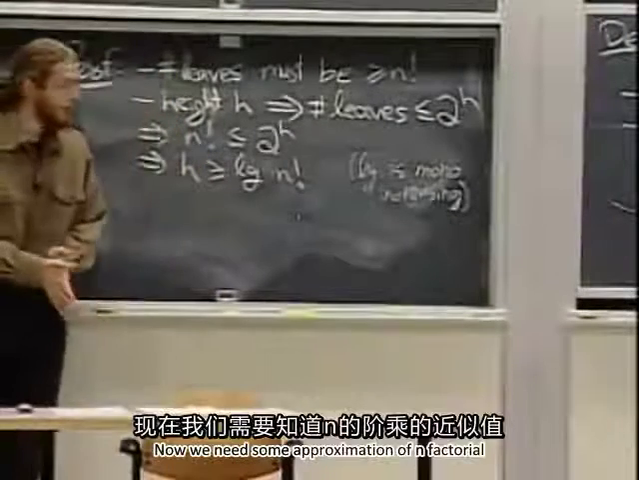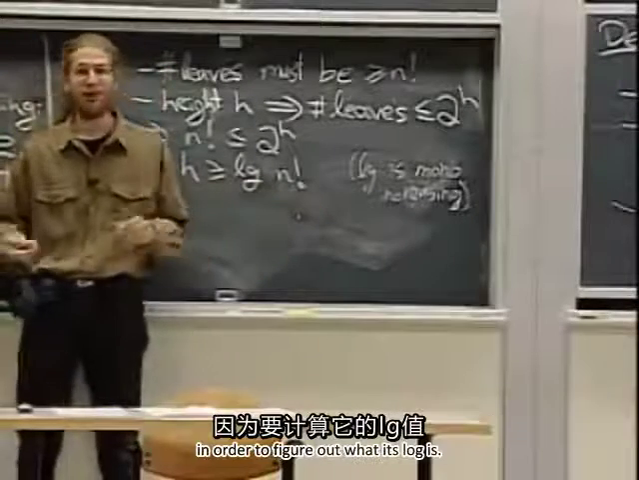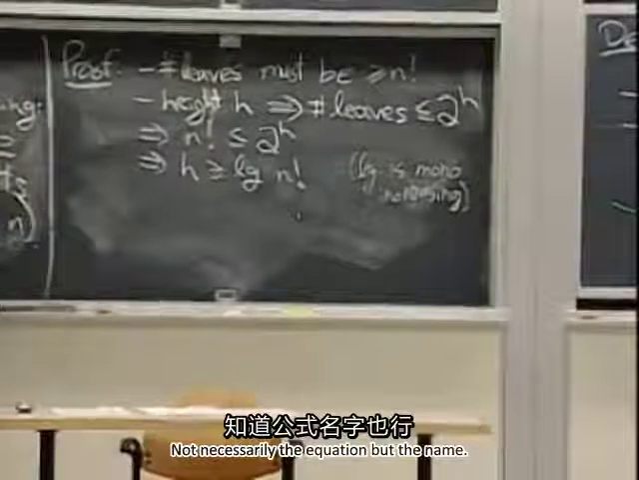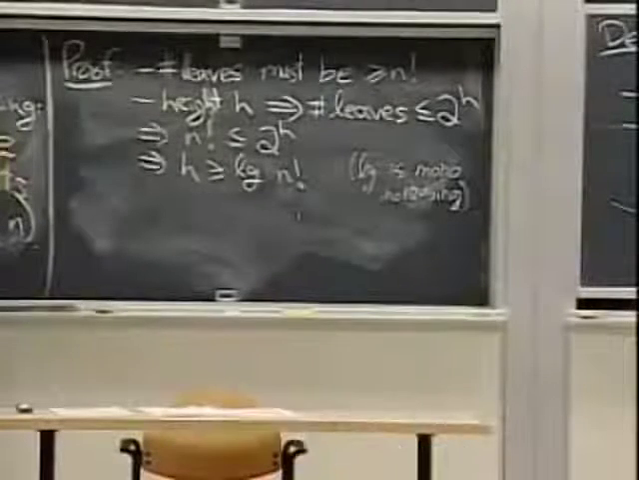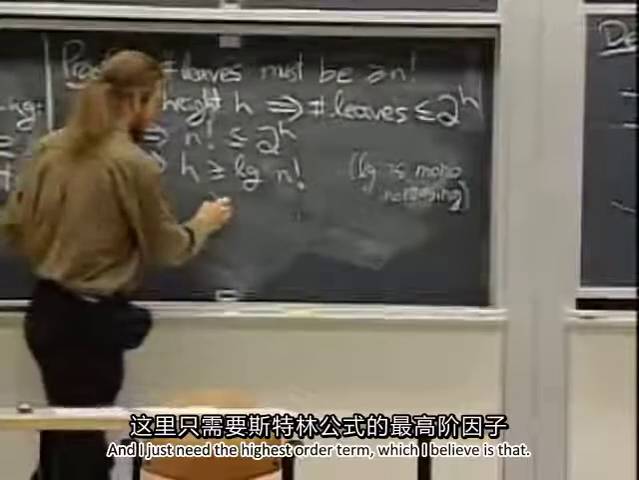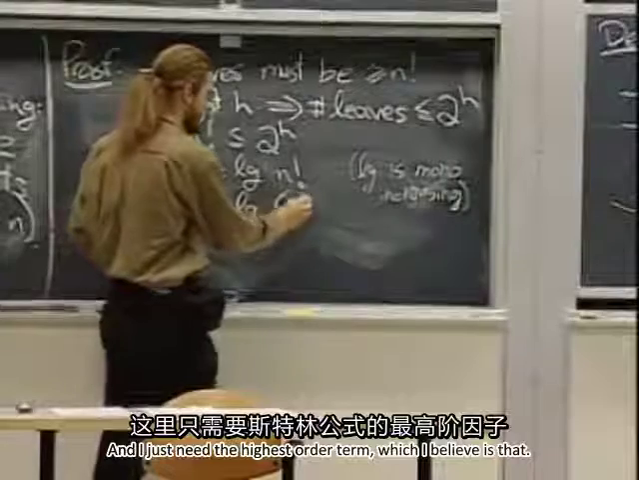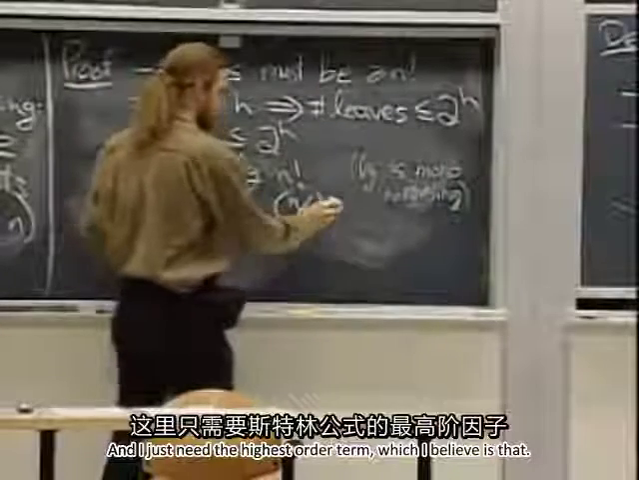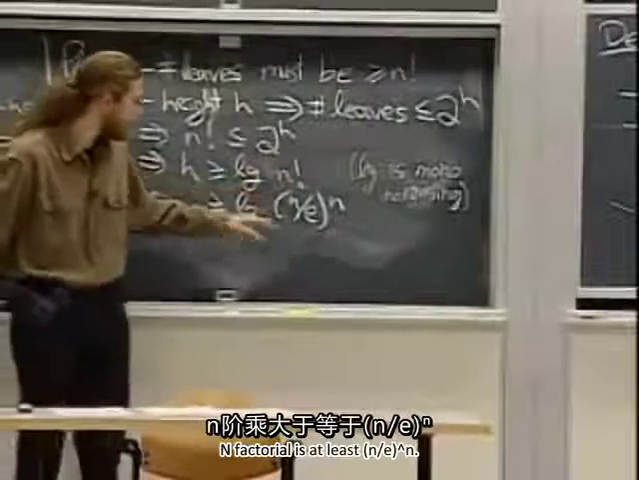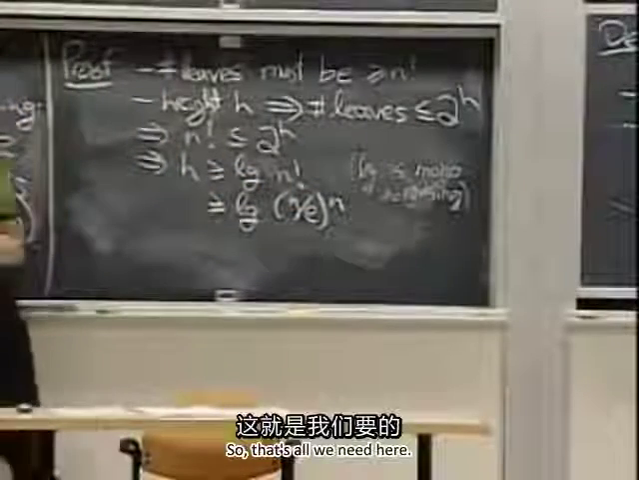OK. Now we need some approximation of n factorial in order to figure out what its log is. Does anyone know a good approximation for n factorial? Not necessarily the equation, but the name. Stirling's formula. Good. You all remember Stirling. And I just need, in some sense, the highest order term, which I believe is that. So n factorial is at least n over e to the power n. So that's all we need here.